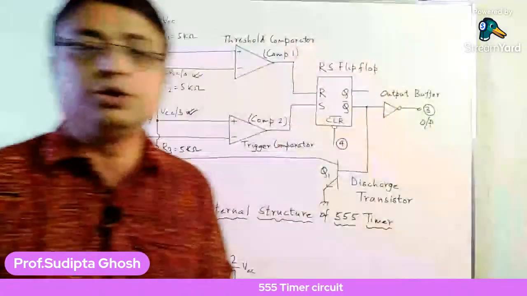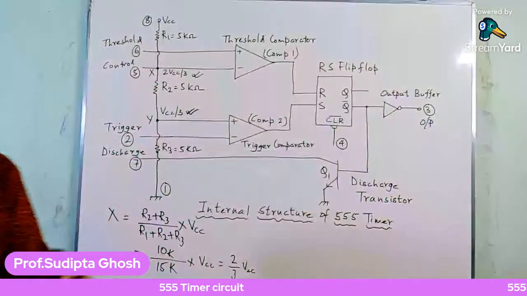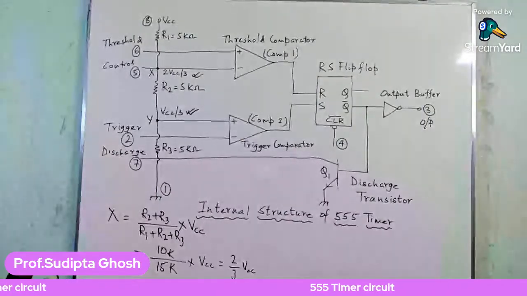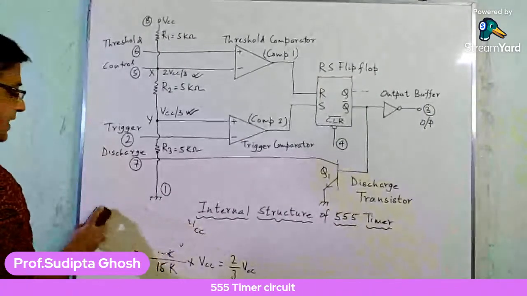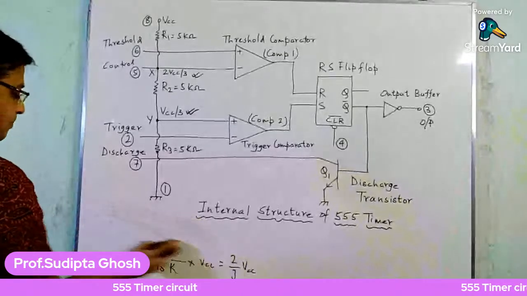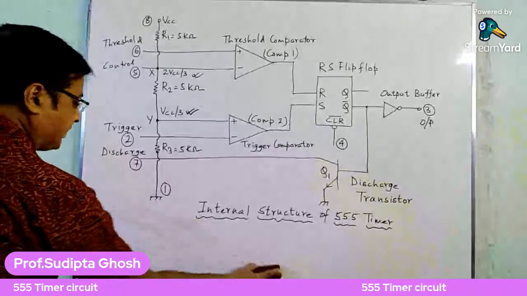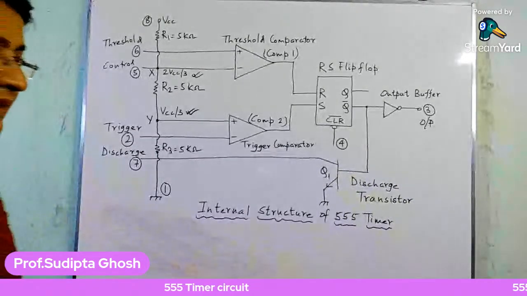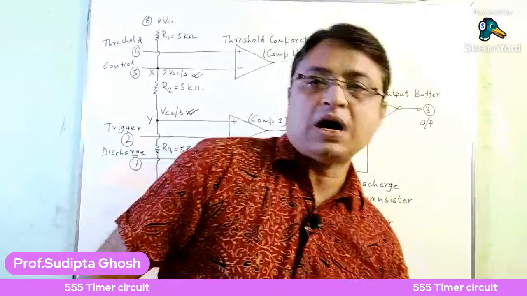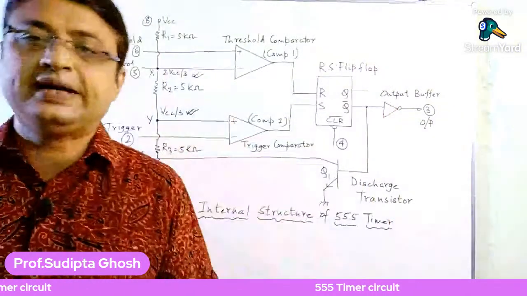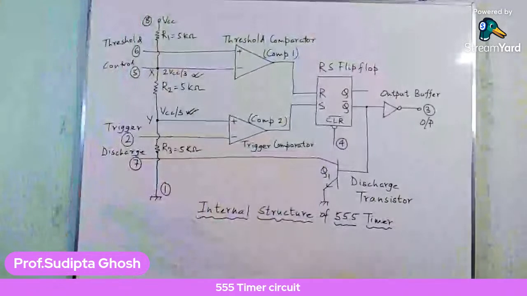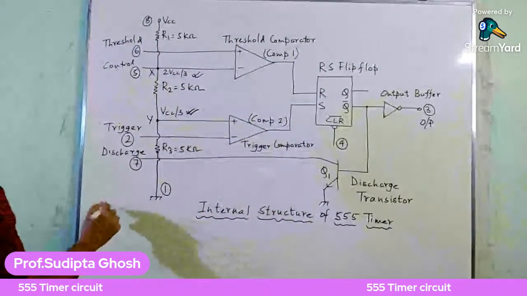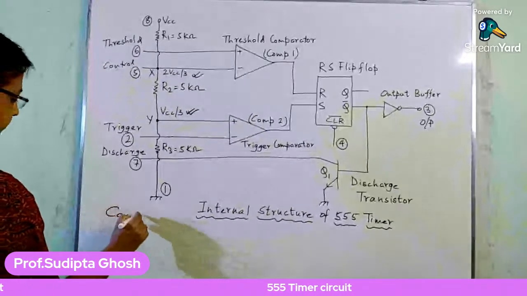Now we are going to explain the entire operation of this 555 timer circuit in two different parts. So I am going to consider two different cases to explain the operation of this IC. Okay? So let's consider case number 1.